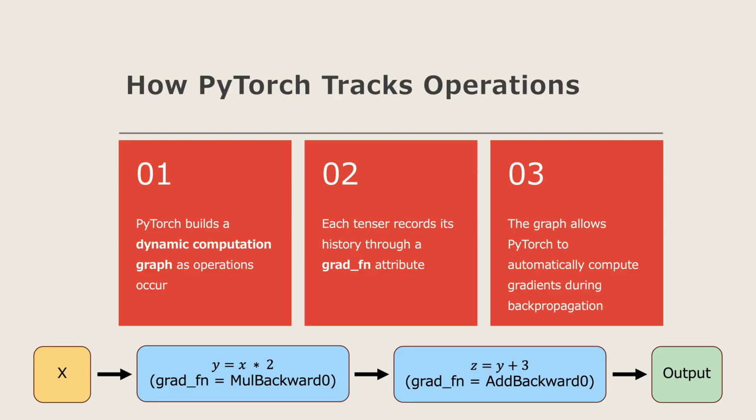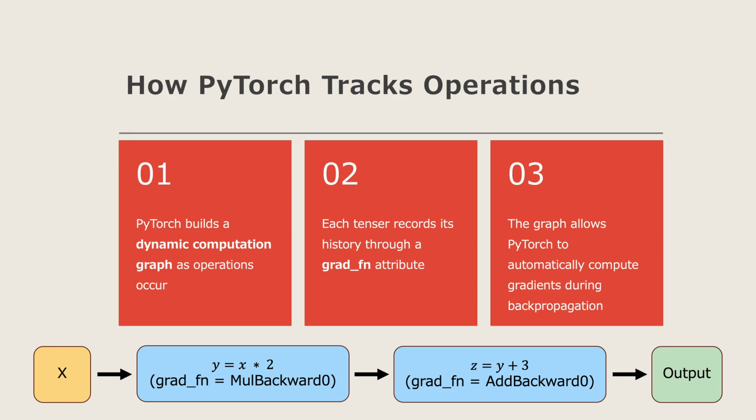In step 1, PyTorch builds something called a dynamic computation graph as operations occur. Every time you perform an operation, like addition, multiplication, or even a complex neural network layer, PyTorch records it as a node in a graph. This graph connects the input tensors, the mathematical operations, and the resulting outputs. The word dynamic means that this graph is built on the fly, while your code runs. You don't have to define the whole computation beforehand, and that makes PyTorch flexible and very Pythonic.